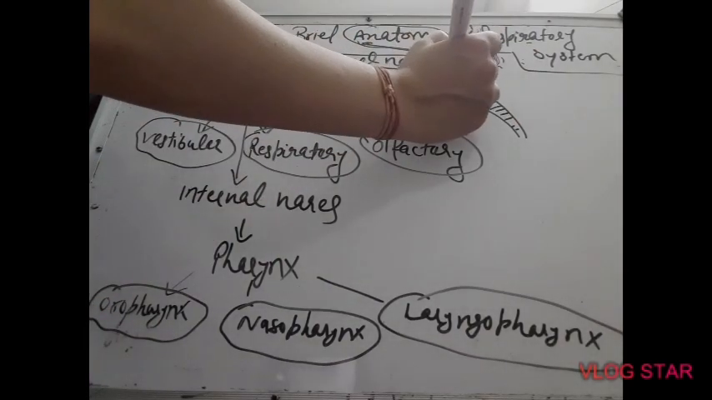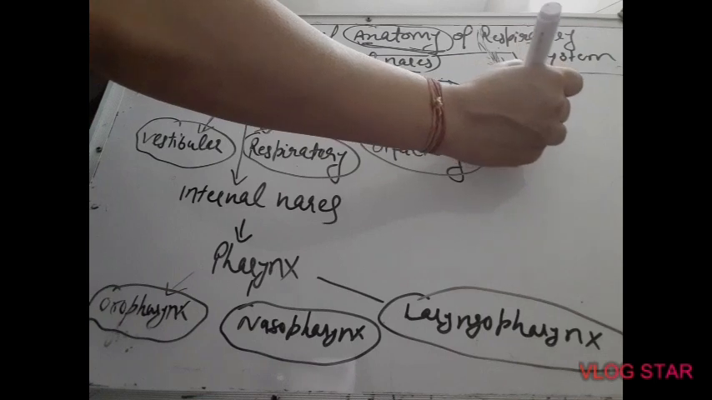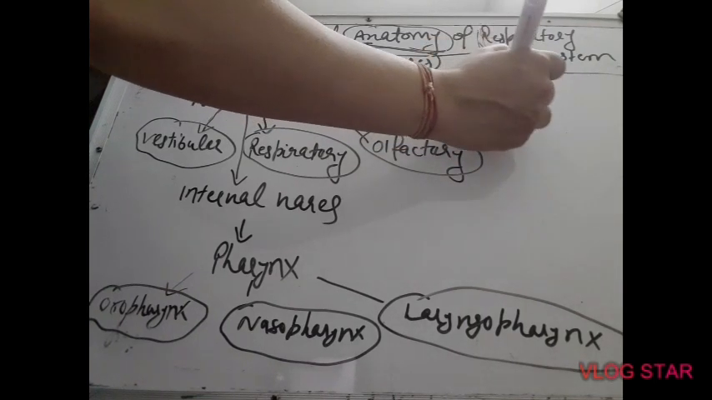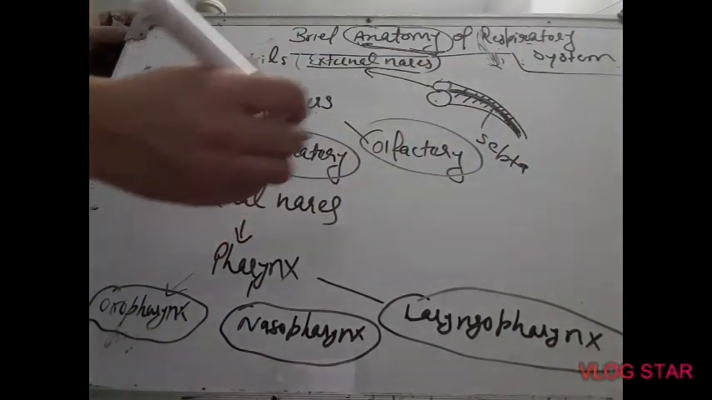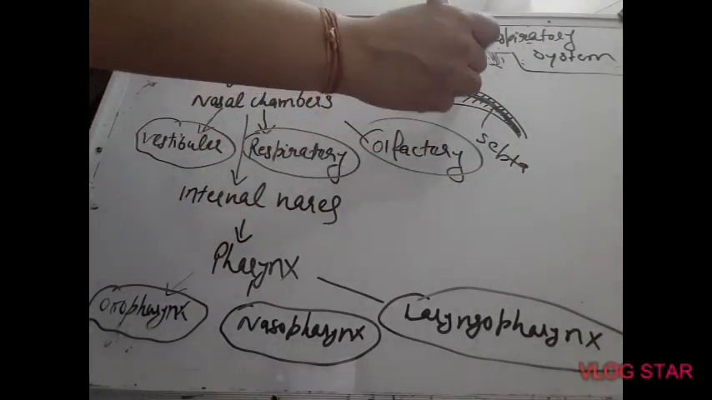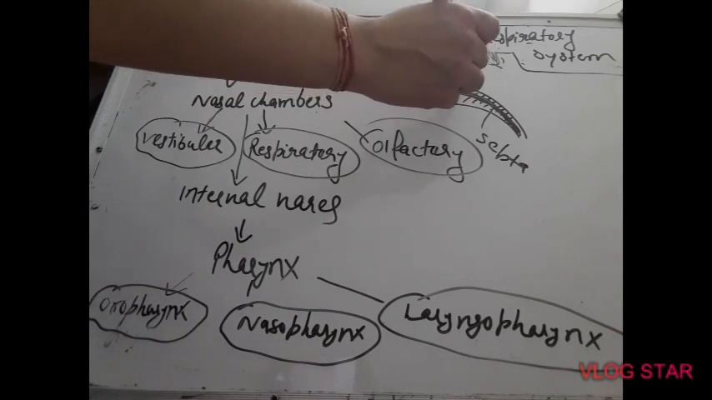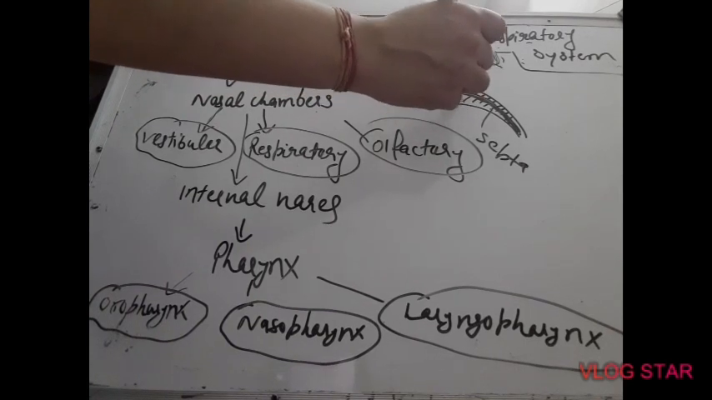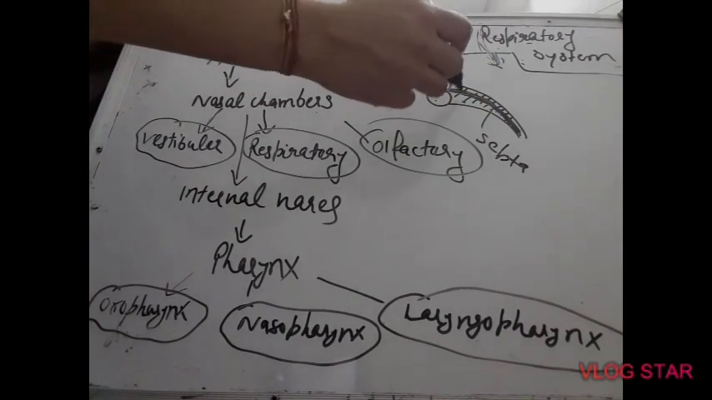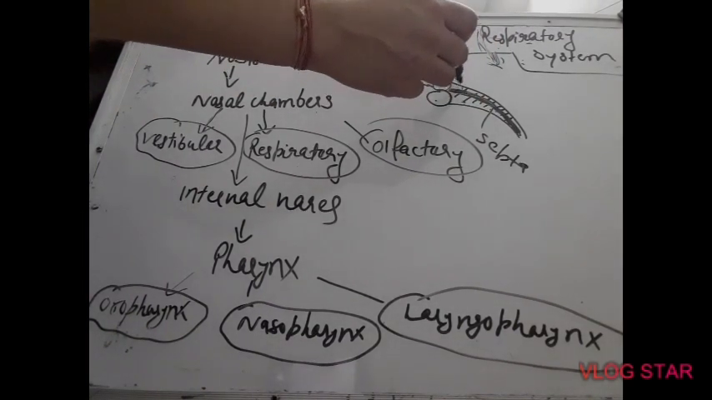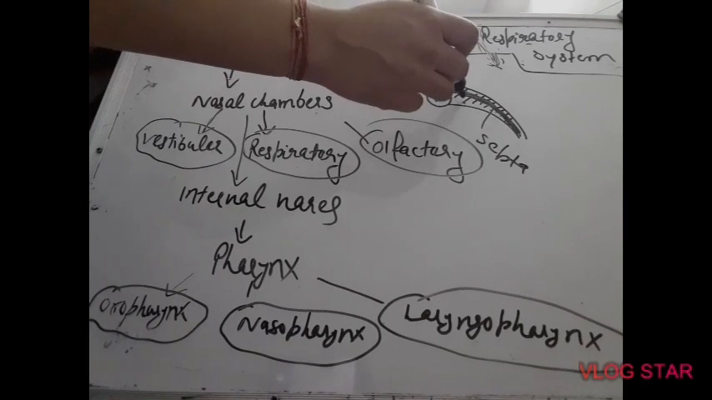Nasal cavity has a cartilaginous structure inside it, which is called septa or septum. This septa divides the nasal cavity into two chambers. These two chambers are known as nasal chambers. The nasal cavity gets divided into two parts. These two parts are nasal chambers.